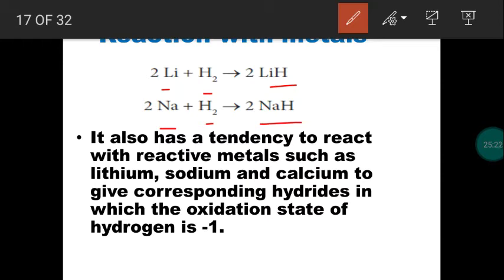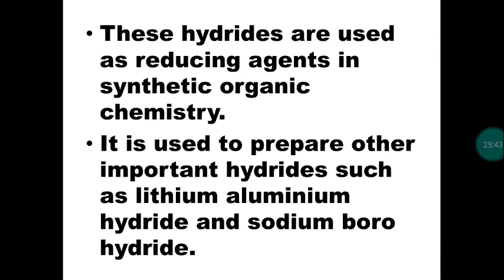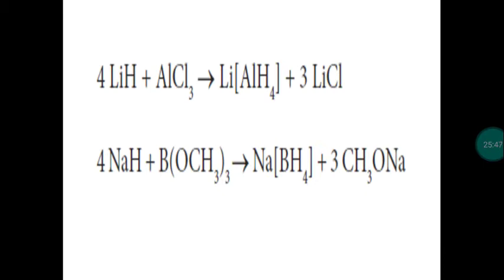Now observe the oxidation state here. Lithium plus, hydrogen minus, sodium plus, hydrogen minus. So oxidation state of hydrogen in hydride is what? Minus 1. Hydrogen gains an electron from lithium or sodium. Now this metal hydride is useful for preparing some other reducing agents. Lithium hydride, sodium hydride are very good reducing agents.